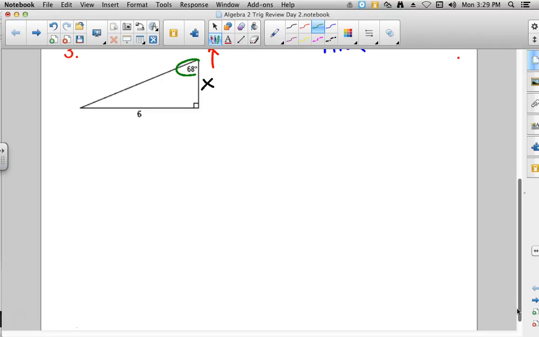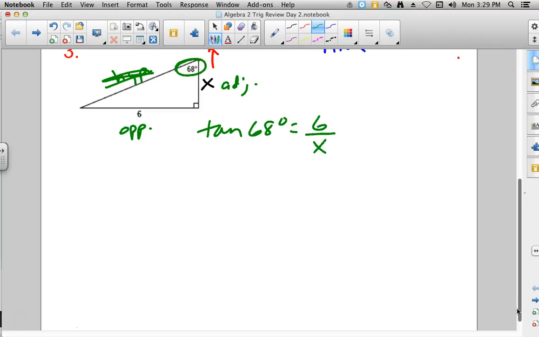So if this is 68 degrees, my 6 is opposite that 68. It's as far away as you can get from it. And then my X, that's actually the adjacent side, because the one that doesn't have anything on it is the hypotenuse. So I notice I'm going to use opposite and adjacent, which would be tangent. So the tangent of 68 degrees equals opposite 6 over adjacent X.